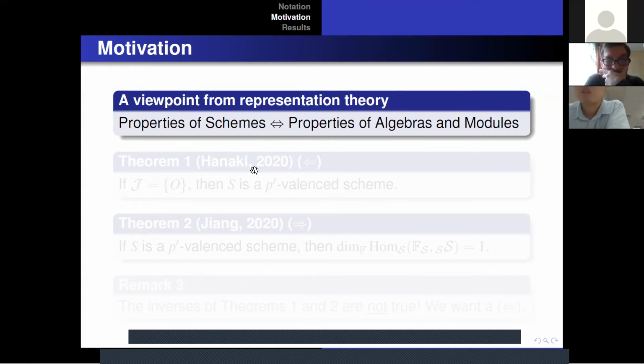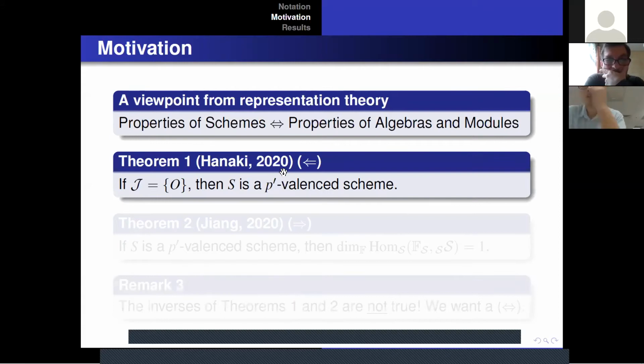Let me introduce two examples. Firstly, a theorem of Hanaki. He proves that if G is an auxiliary matrix, then S is a p-valenced scheme. Because here G is just the Jacobson radical of T. So if G is an auxiliary matrix, then S is a p-valenced scheme. So this means that we have a property here, and we get a property here. So from here, you can go here.